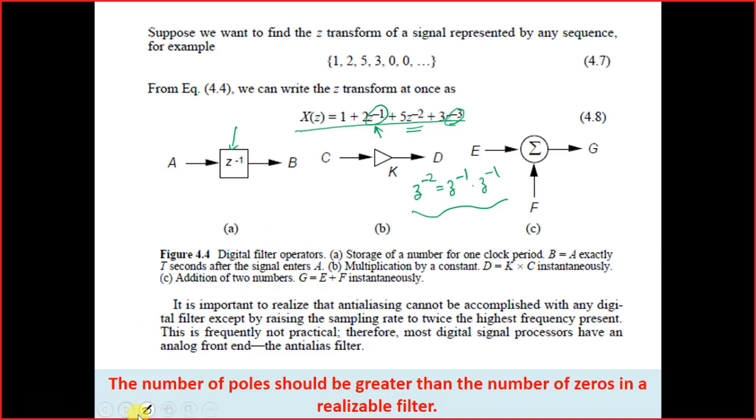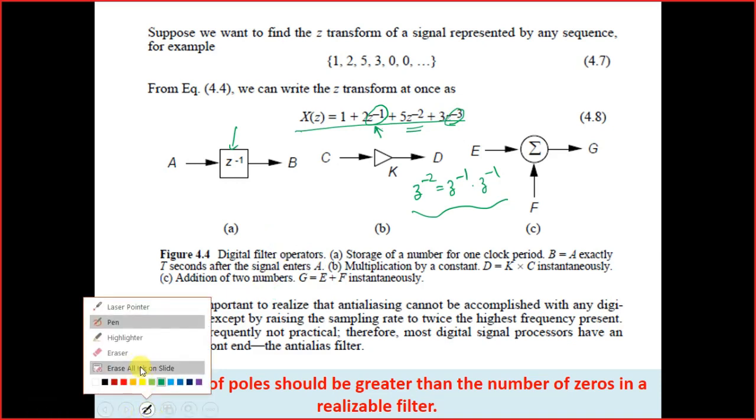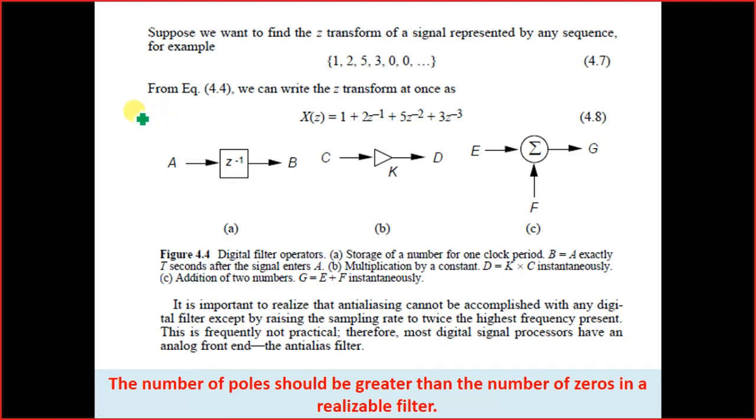Okay, so how does this act? Suppose I am having a signal x of n, at this instance, I would get x0. Okay, say for example, I will just name it as A, B, something like this.